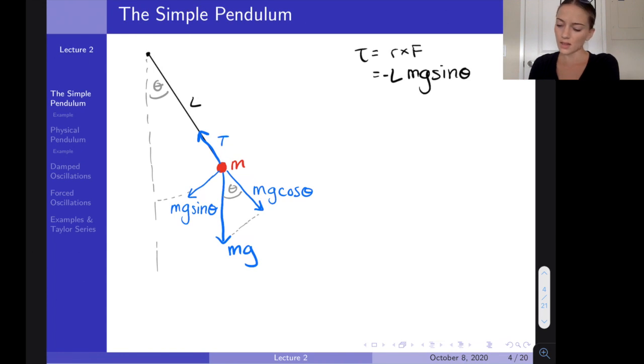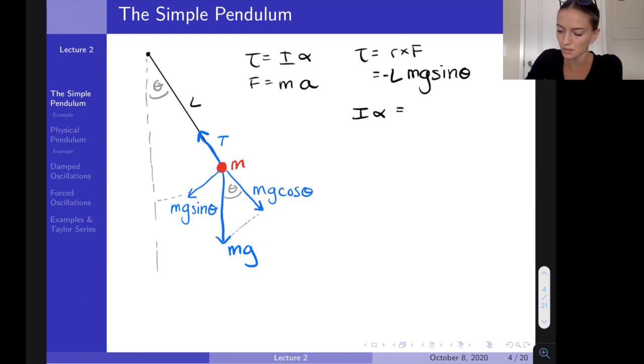All right. Then remember that torque is given by the moment of inertia times the angular acceleration. So torque is given by I times the angular acceleration. And this is essentially the same as our F equals ma, where I, the moment of inertia, plays the role of the mass, and alpha, the angular acceleration, plays the role of the linear acceleration. So I'm going to rewrite this equation with, instead of F equals ma, I times alpha. So we have I times alpha is equal to negative LmG sine theta.